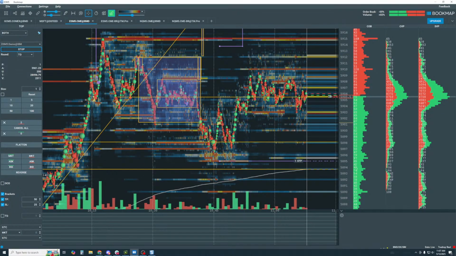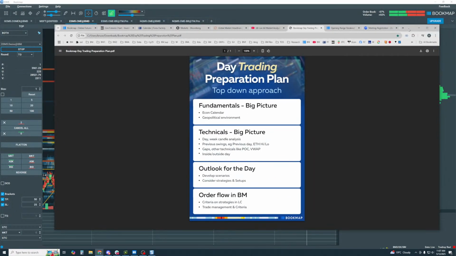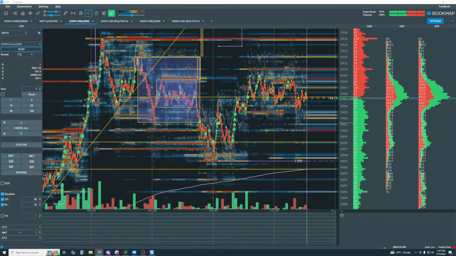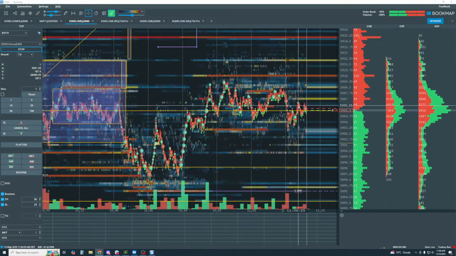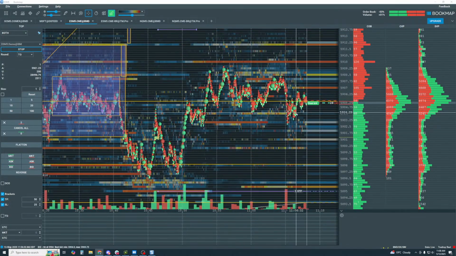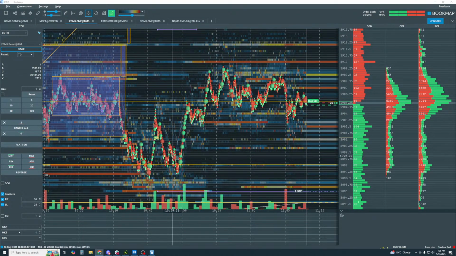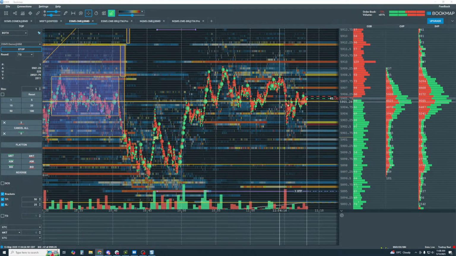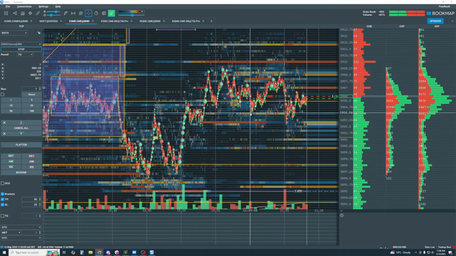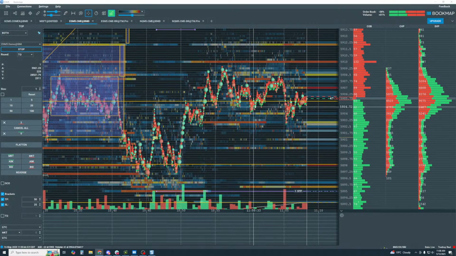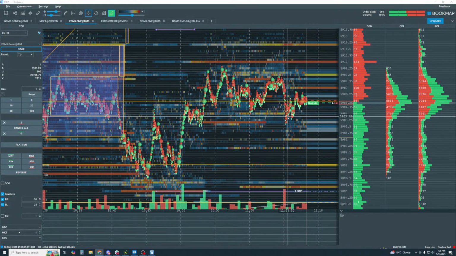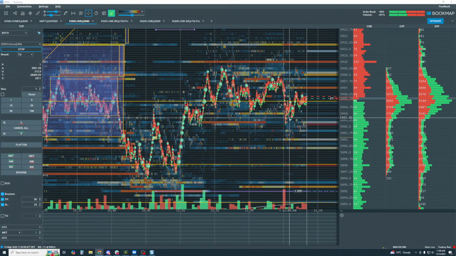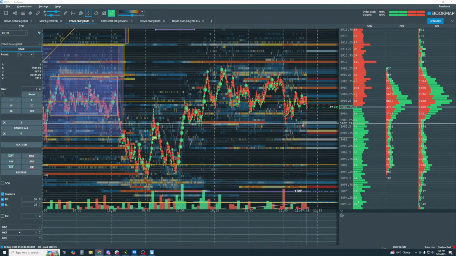Anyway, we started off the webinar talking about this bigger picture, fundamentally and technically, and how important that is. Then we're looking for a setup, a high probability setup within that environment. That's where the rubber is going to meet the road. So we're aligning as many possibilities in our favor as we can, and then just take the trade and manage it.